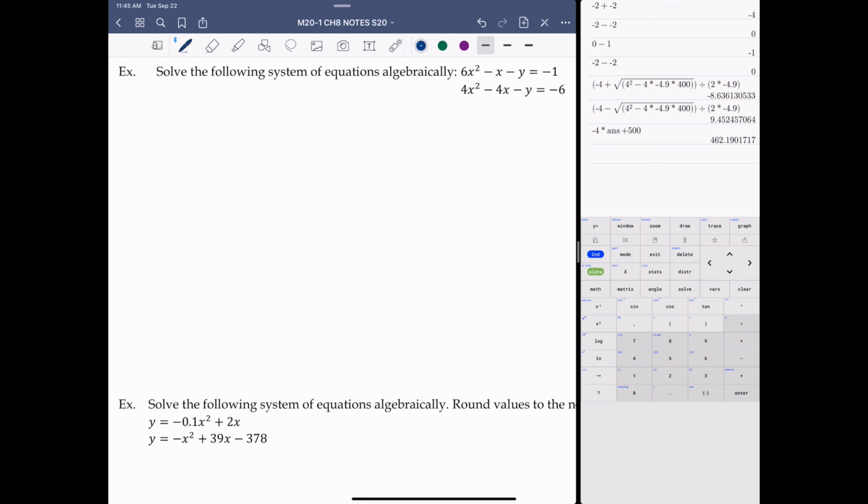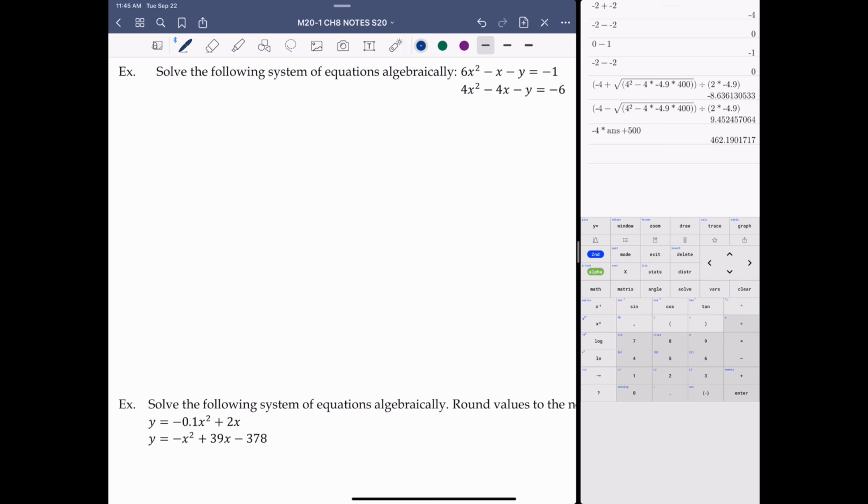I'm going to do elimination this time. I notice that my equations are already in the same order. x squared, then x, then y, then equals, then constant. I also notice that I have the same number of y values. I have negative 1y and negative 1y. So I don't need to multiply either equation. I just need to decide if I'm going to add or subtract the two equations.